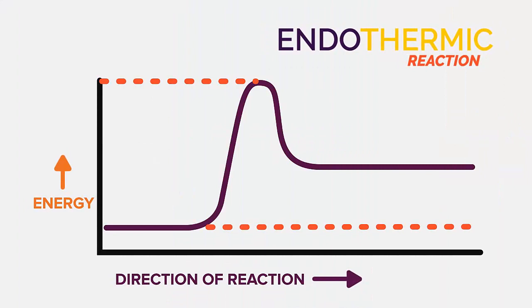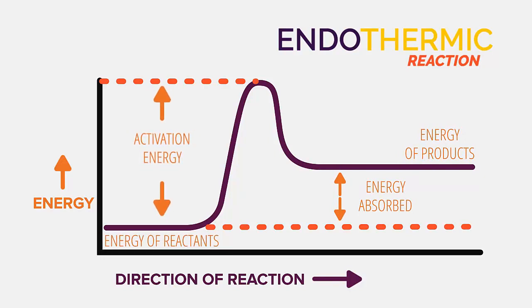Because in endothermic reactions energy is added to the reaction, the energy of the products is higher than the energy of the reactants. And so the energy curve looks like this.